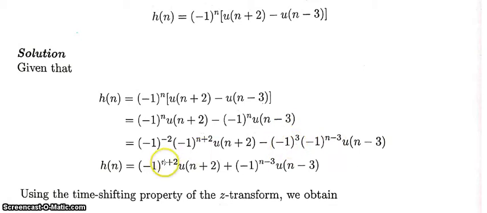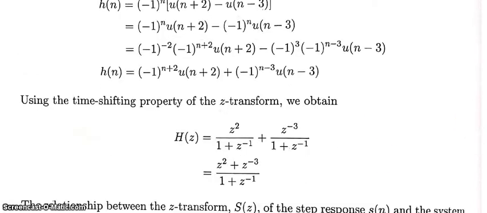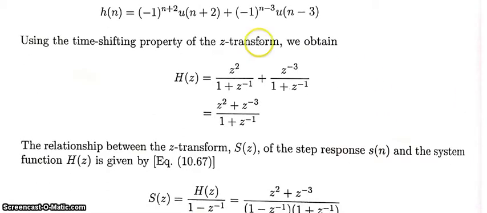Now when we rearrange, we get h of n equal to, we know (minus 1) raised to minus 2 is 1 plus 1 itself. Therefore, we can write this as (minus 1) raised to n plus 2 into u of n plus 2. And in the second term, here we have (minus 1) cube, which is going to be minus 1. So minus minus plus, plus (minus 1) raised to n minus 3 u of n minus 3. Now this h of n is in a standard form, and we can directly take the Z transform using the time shifting property.